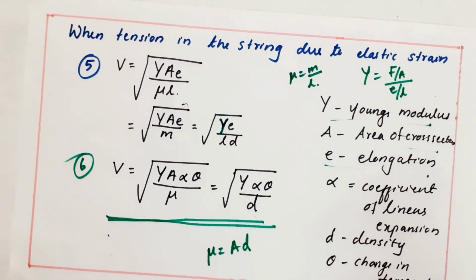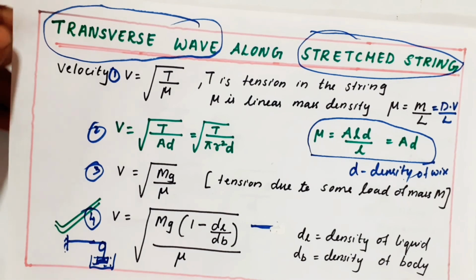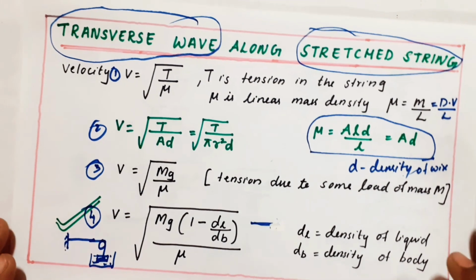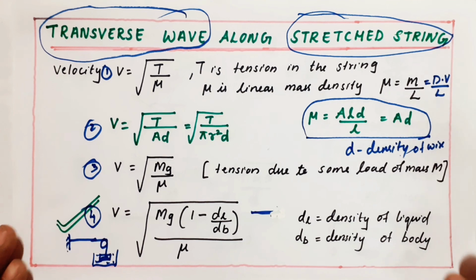So what I told is, we can find the speed of the transverse wave in a stretched string with these many equations. It depends upon the question, which question they have given and what data they have given. According to that you can do it.